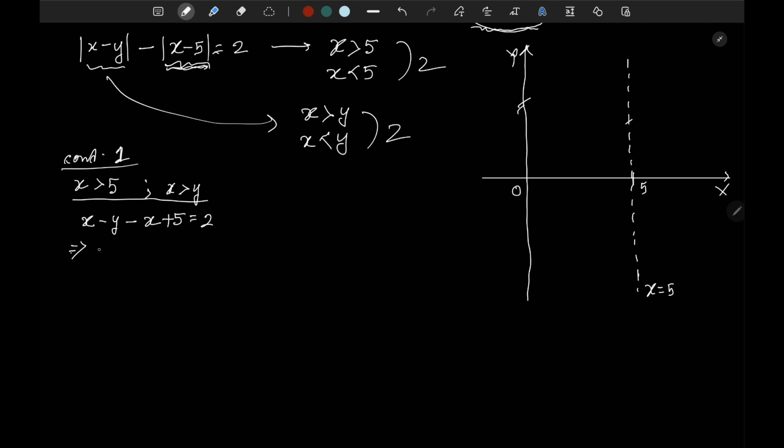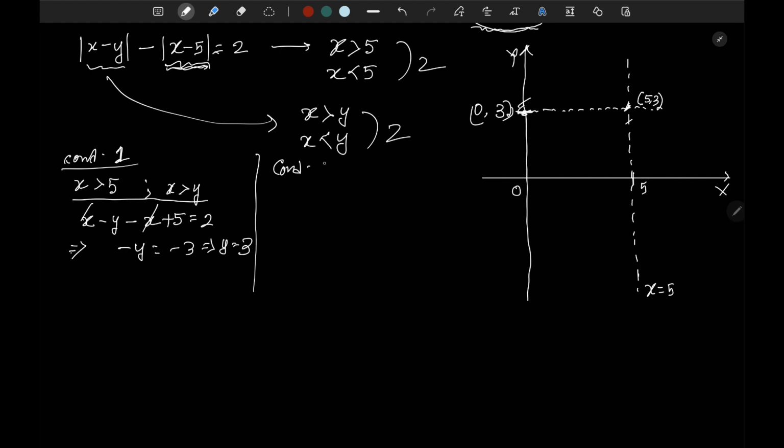right? So we will have here this x will get cancelled out and your minus y is equal to minus 3 or y equal to 3. Fine, let's take this in the graph, this as your y equal to 3 point, or this is your 0,3 point. So the line given will be this, and this particular point is your 5,3, right? Okay, we are done with condition 1.